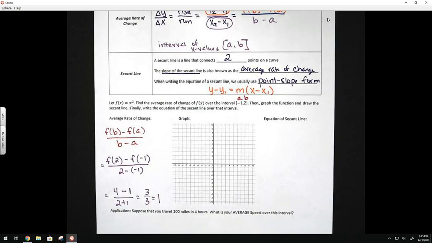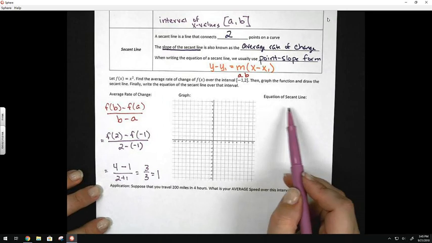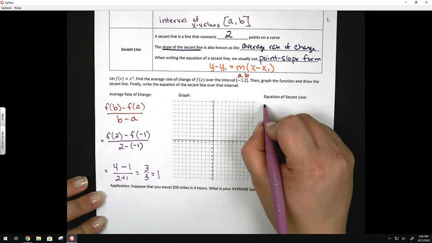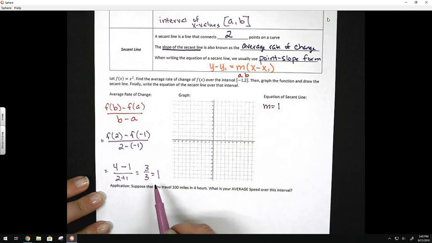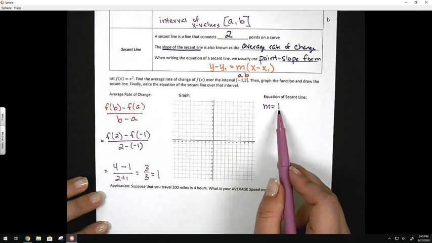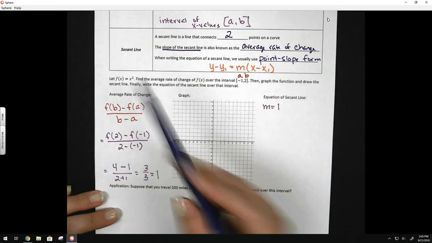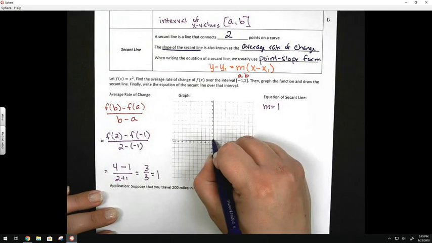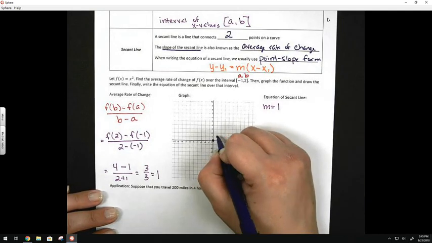Now, a lot of times, once I actually find that average rate of change, I go over to where I'm going to write my equation of my secant line, and I write m equals 1, because the average rate of change is just the slope of my secant line. So that's my m value. Okay? Then I want to actually graph my function. So if I'm just graphing x squared, we know that has a vertex at 0, 0. And then since the coefficient is 1, that's just our nice normal parabola.